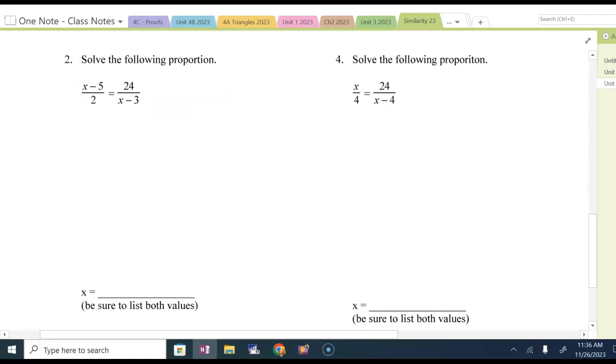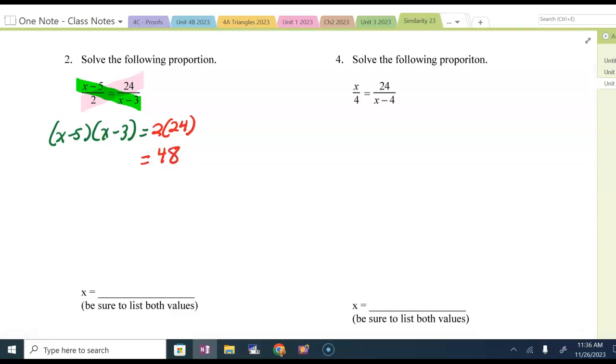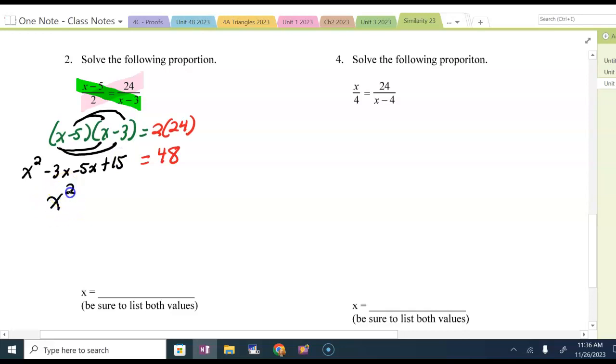If we look at problem number 2, it's similar to problem number 1. So we're going to cross multiply again. So I'm going to write down x minus 5 times x minus 3, and that'll be equal to 2 times 24. So 2 times 24 is 48. When I distribute, I'll get x squared minus 3x minus 5x plus 15. We'll combine like terms. x squared minus 8x plus 15 is 48.